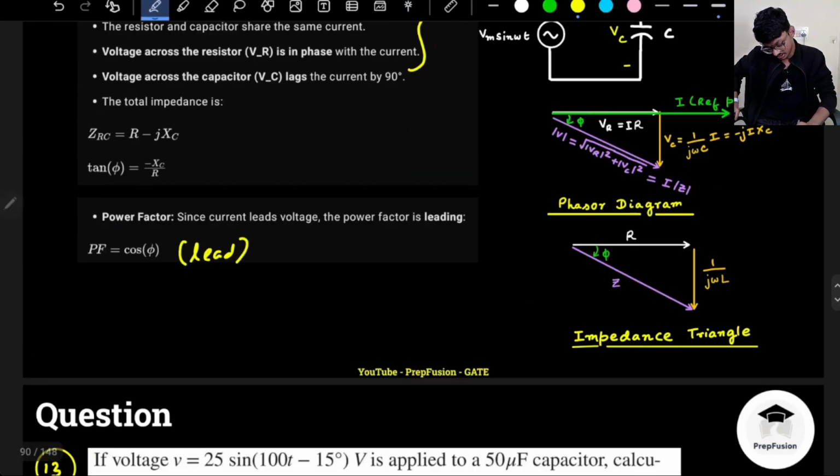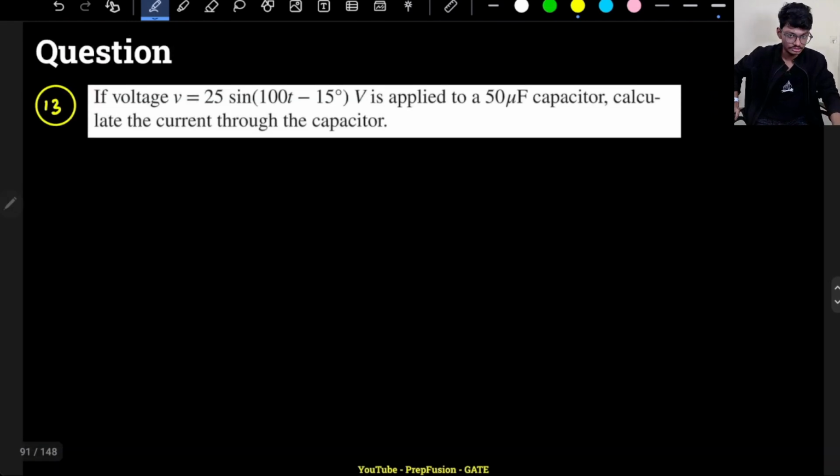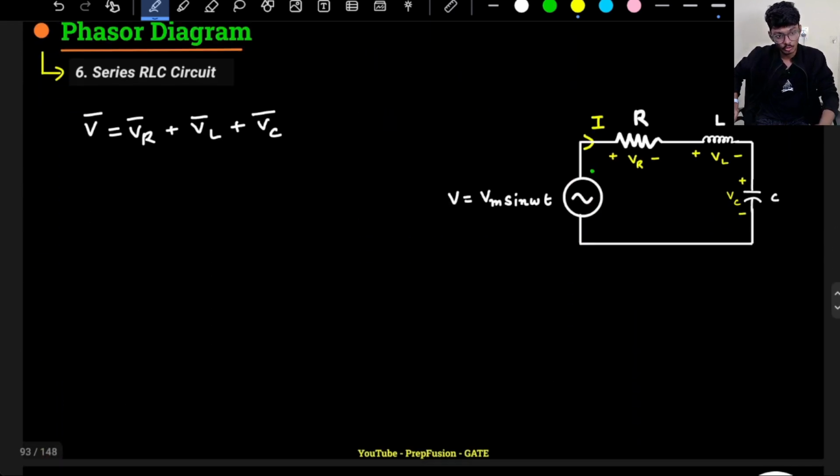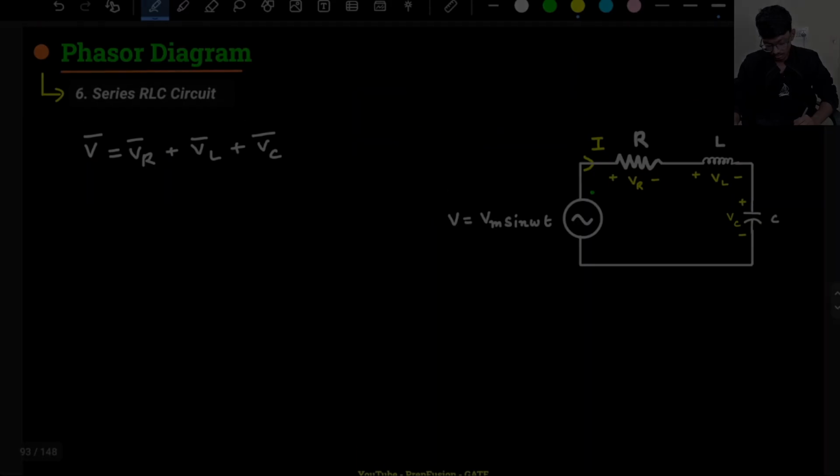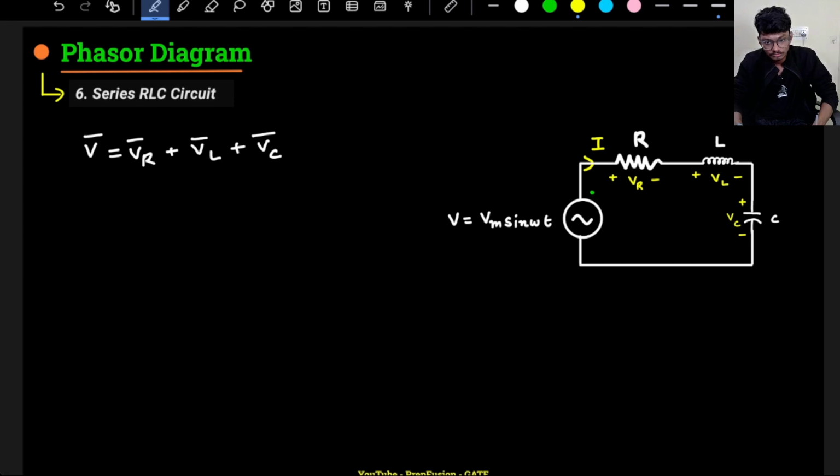Okay, so these are all assignment questions. Please try on your own, and in the next lecture of course we will solve all these questions. Next, just one more topic is left, that is the series RLC circuit. We will derive the expressions, and after that we will wrap up our discussion.